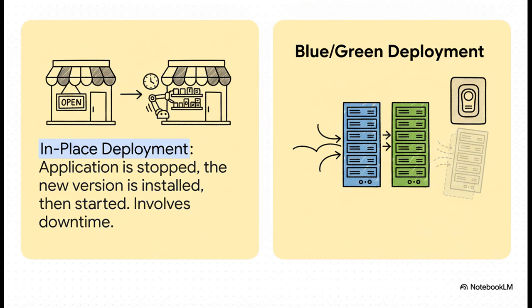The second, more clever strategy is called blue/green. Here, instead of updating the old servers, we build a completely new, identical set of servers, the green environment, with the new code. Once we know it's working perfectly, we just flip a switch and send all the traffic from the old blue environment to the new green one. It's a really smart way to do a release with zero downtime.